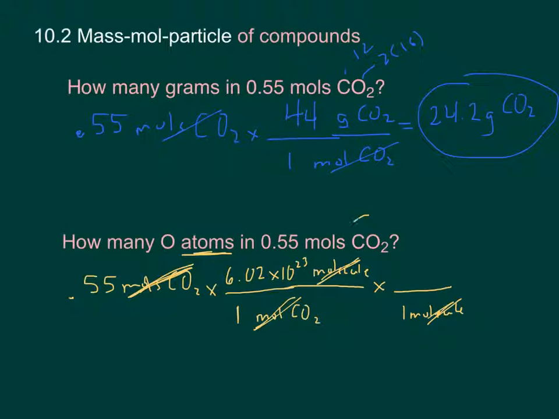Look at CO2. If that's 1 molecule, how many oxygen atoms are in 1 CO2? Well, there's 1 carbon, but that O2 tells you there's 2 oxygen atoms. Now we're done. 0.55 times 6.02 times 10 to the 23rd times 2, and we get a pretty big number, 6.6 times 10 to the 23rd oxygen atoms.